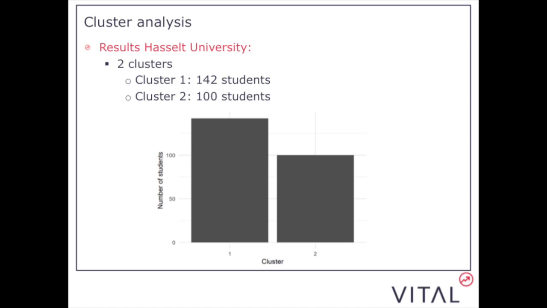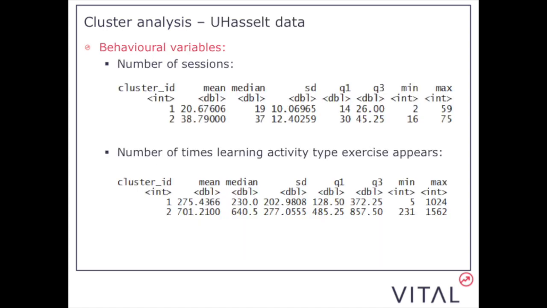So the smaller group had more active behavior on, for example, the number of sessions, which is how often they log in and start a session online. So you can see a median value of almost 39 as compared to almost 21 for the larger but less active group.